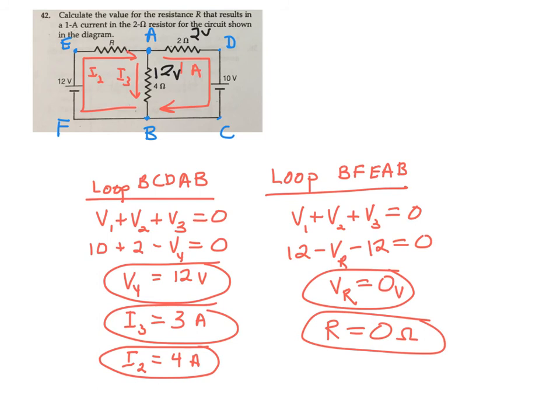I guess if you want to be nitpicky, you could say, well, if R is 0, this circuit could be as I just outlined here. But the better solution is that first solution.